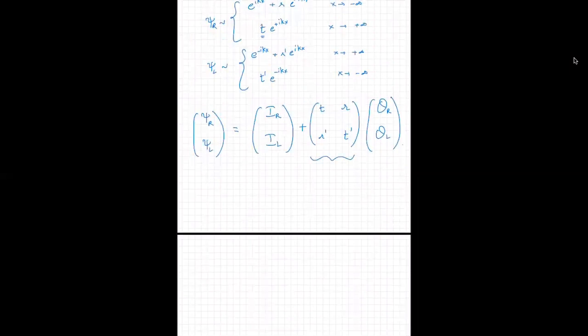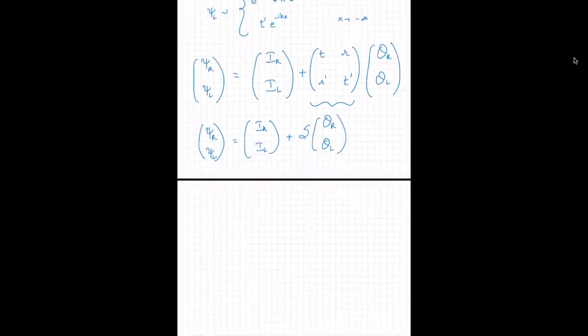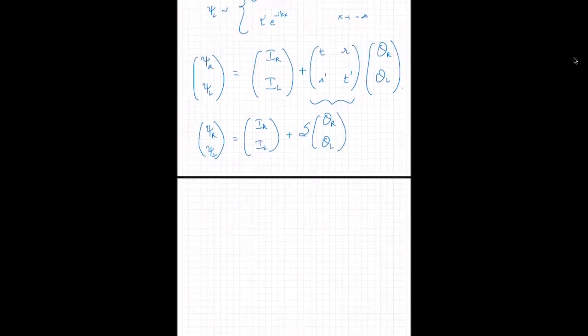Okay, so as you can easily guess, all the information about scattering is in this little 2x2 matrix. Okay, so I can write this again as psi r, psi l is just mostly the incident part, IR, IL, plus some stuff that is scattered and goes as outgoing waves. And all the information about the outgoing waves is packaged in this little matrix called S.